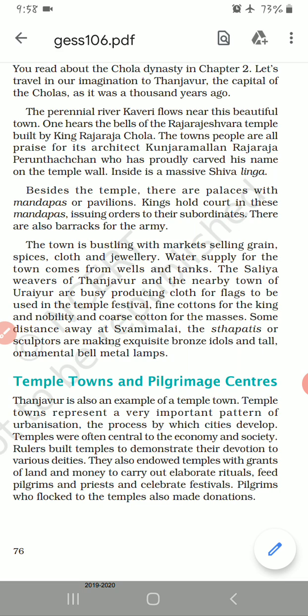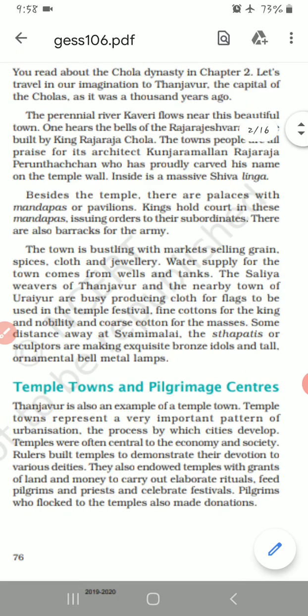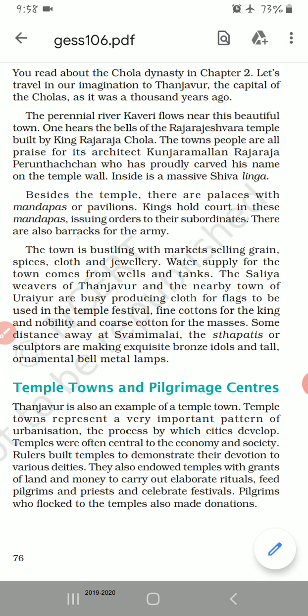The townspeople are all praising the architect. Who is the architect of the temple? Kunjar Mallan Raja Raja Perun Thachan. These are South Indian names. Kunjar Mallan Raja Raja Perun Thachan was the architect of the temple, and he has proudly carved his name on the temple wall, saying that I am the architect of this beautiful temple.